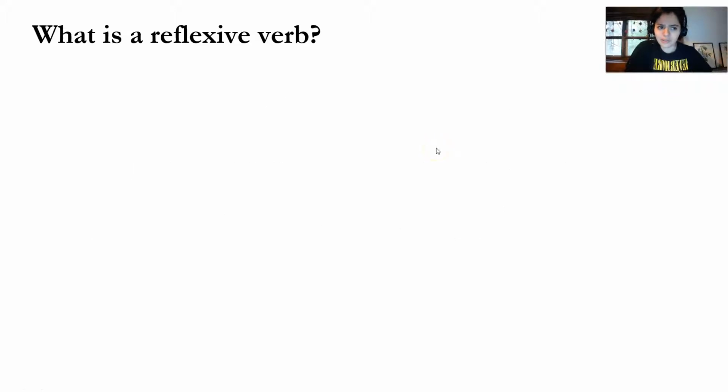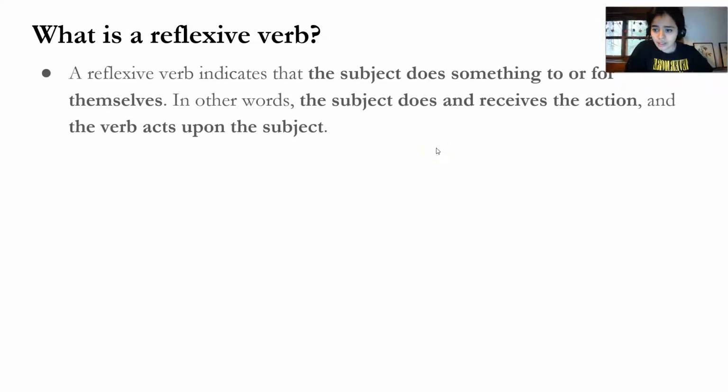So what is a reflexive verb? A reflexive verb indicates that the subject does something to or for themselves. In other words, the subject does and receives the action. We have already seen that the action is shown by the verb. So with reflexive verbs, the subject does and receives the action. That means that the verb acts upon the subject.